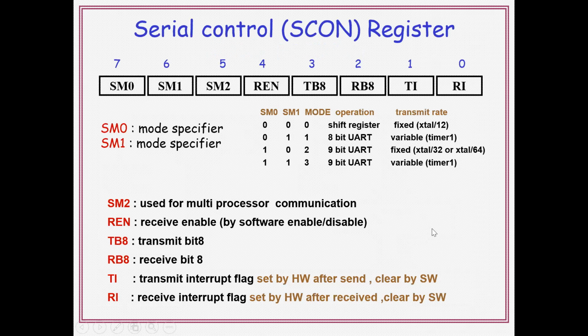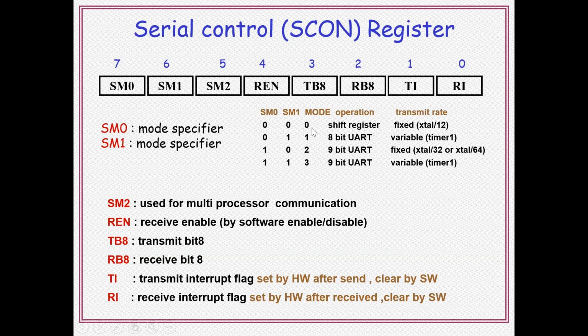In serial communication, 8051 supports the serial control register first. The serial control register is an 8-bit register. In those 8 bits, the MSB is SM0, next SM1, next SM2, REN, TB8, RB8, TI, RI. SM0 and SM1 are also known as the serial mode selection bits. Here SM0, SM1, 2 bits are available, so 2 power 2 is 4 combinations supported. 00 is mode 0, 01 mode 1, 10 mode 2, 11 mode 3. So a total of 4 modes are supported.